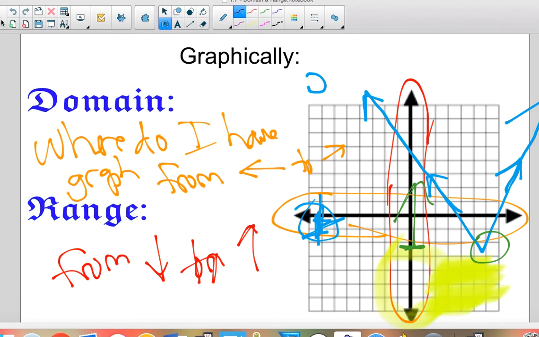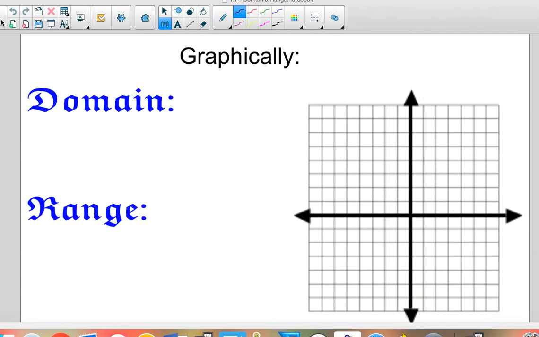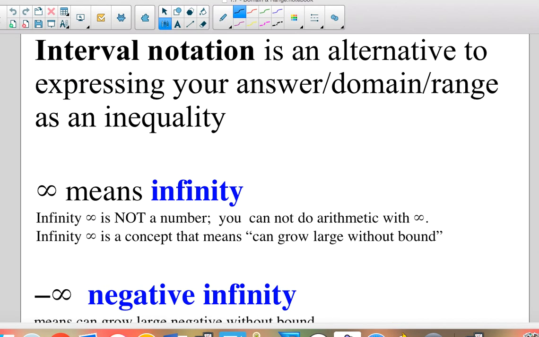But I still want you to be able to do it algebraically just by making sense of what the equation is, which we haven't seen equations yet. But when I tell you to express domain and range, it is a little different in Algebra 2 than it was in middle school. Or any type of inequality is going to be this way. We're going to use something that's called interval notation. Just a different way to basically express an inequality.